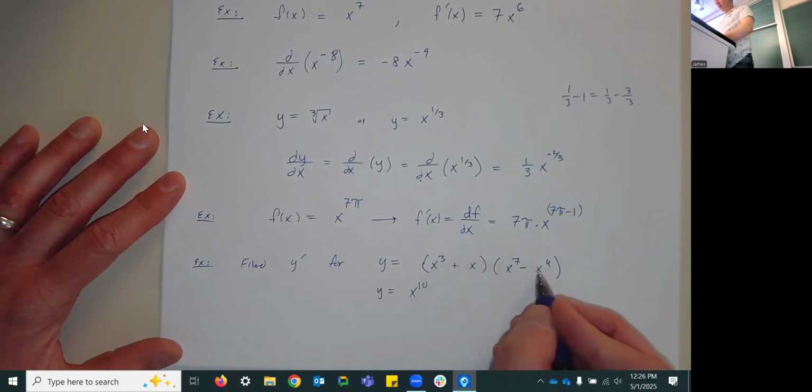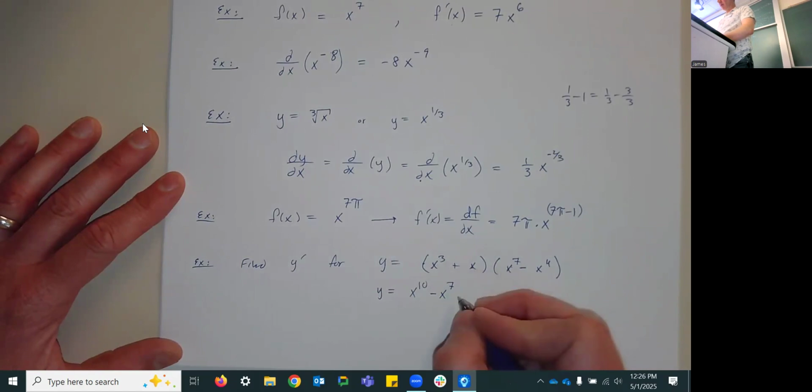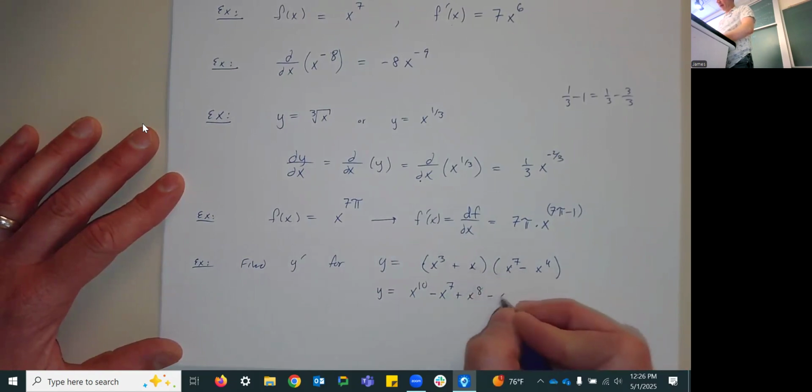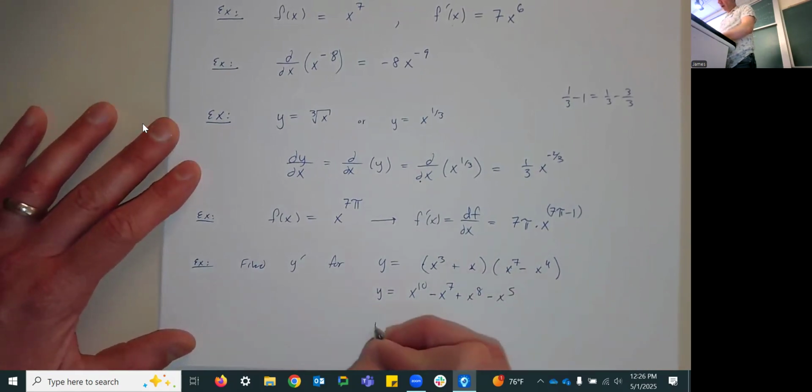x cubed times negative x to the 4th is minus x to the 7th. x times x to the 7th is x to the 8th. And x times negative x to the 4th is minus x to the 5th. And now we can take the derivative, or y prime.